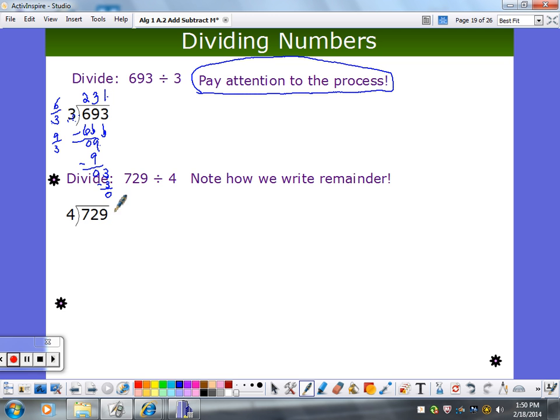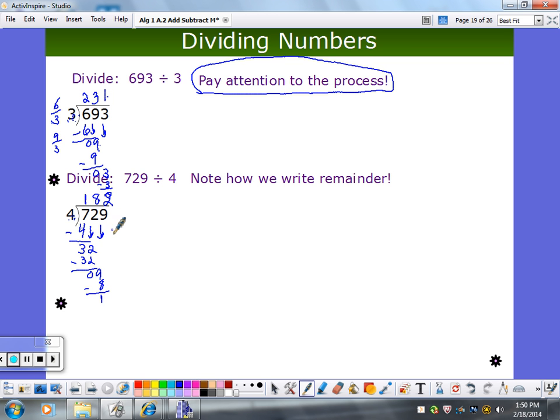Now let's try it again. So you say 4. How many 4s can I fit into 7? Multiply. 1 times 4 is 4. Then we subtract. 7 minus 4 is 3. We bring down the 2. Then we say 4 goes into 32. How many times? 8. We do a multiply step. We subtract. Then we bring down 9. 4 goes into 9. How many times? 2 times. We multiply and we subtract.